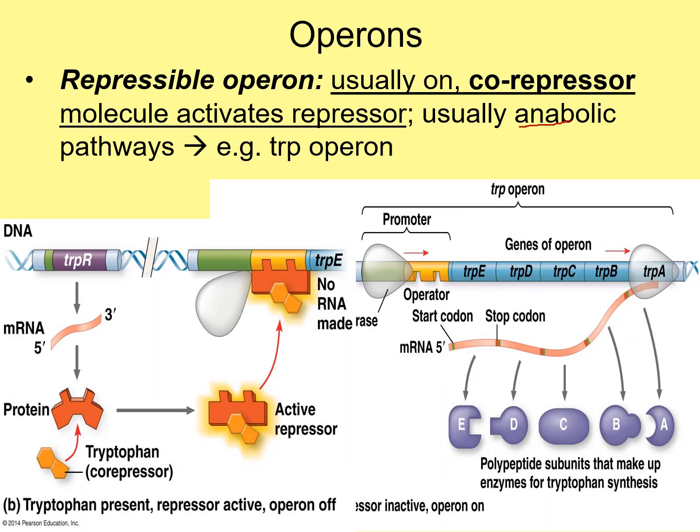And so these are, again, normally anabolic pathways, and they're usually turned on. And it's going to take something extra, what we call a co-repressor, right? This little guy here, to bind to the repressor and convert it to its active form. And again, in its active form, it's going to bind to the operator and stop transcription. It's always the active form that blocks transcription. What would be a good candidate to block the transcription of the enzymes involved in making tryptophan?